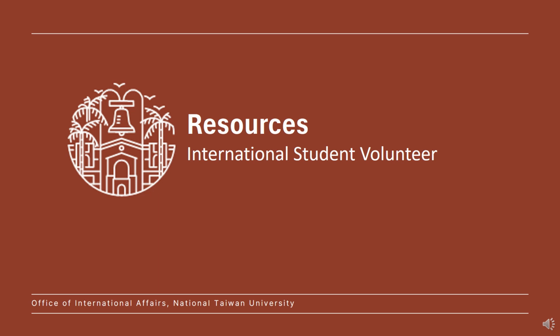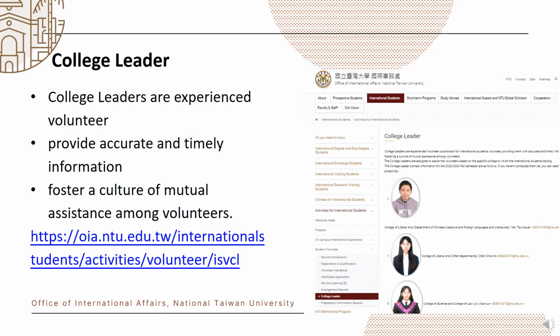Now we're going to talk about the resources that international student volunteers may have during this period of assistance. First of all, we will assign college leaders for you. They will form Line groups or Facebook groups for you to join, so that during the assistance period, if you have any questions, you can ask them directly through the Line group. They are experienced volunteers. They have been volunteers more than 5 times, so they are very experienced. If you have any questions, you can ask them directly through Line, and they can provide you with accurate and timely information. And of course, because they're going to form you into groups, you can get to know other volunteers through the group too. And if you want to know more about their information, you can go to the OIA website.